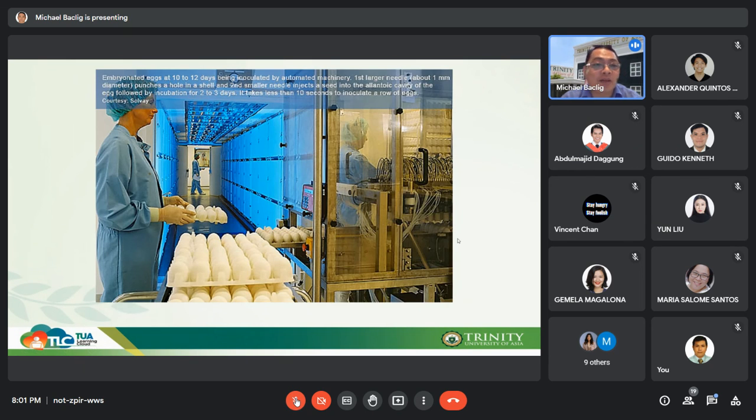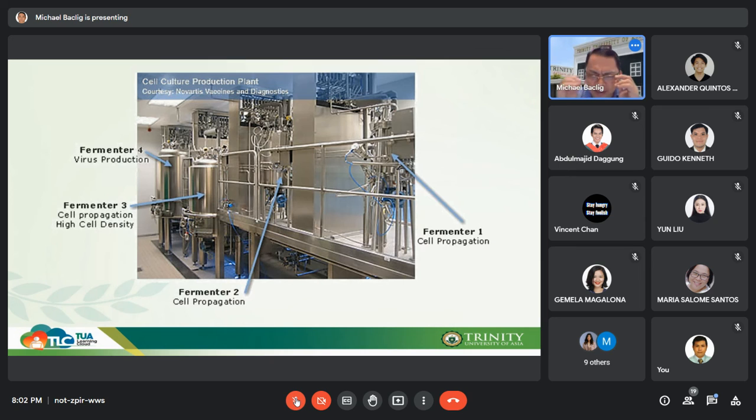And this is how it looks when done in an industry. It will take about 10 to 12 days to inoculate this. They will be putting the eggs onto this machine to check whether it's healthy or not, to screen for quality eggs. And then as mentioned, biotechnology. So we have this stainless steel used in propagating the cells. For large-scale production of vaccines, this is how they are being processed. It starts from small scale first and then shifts to large-scale production.